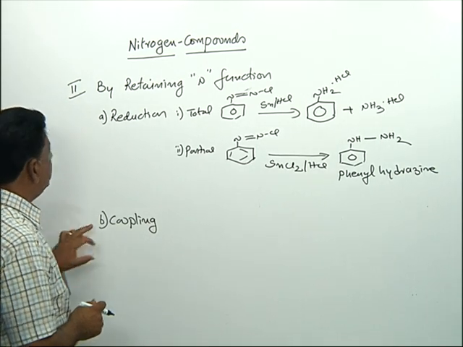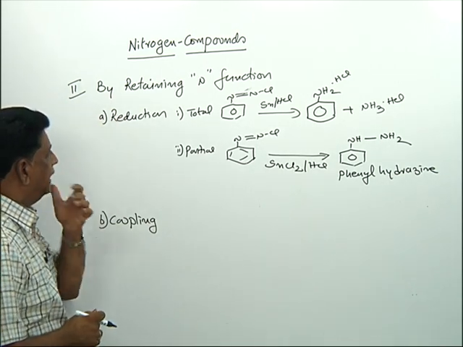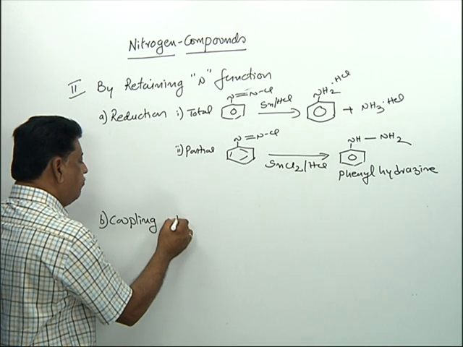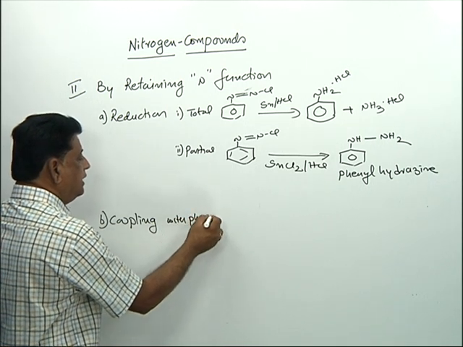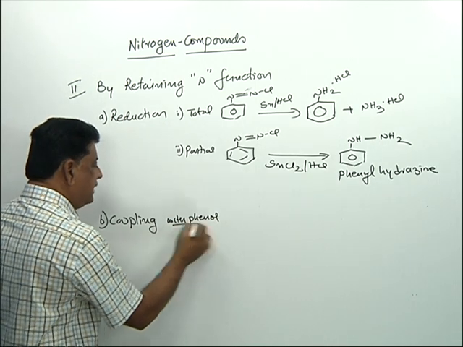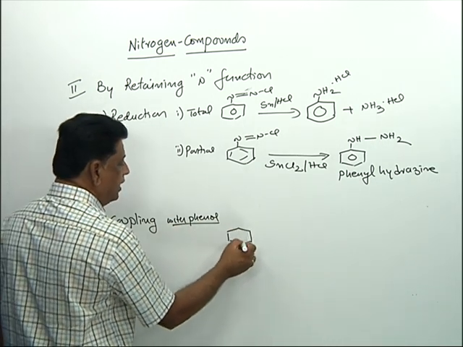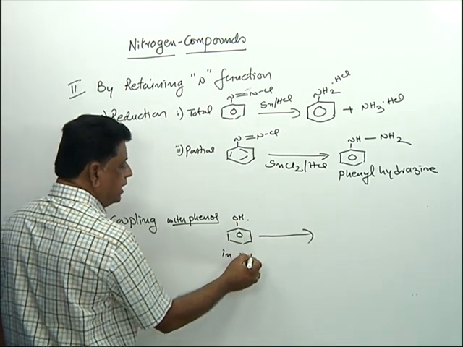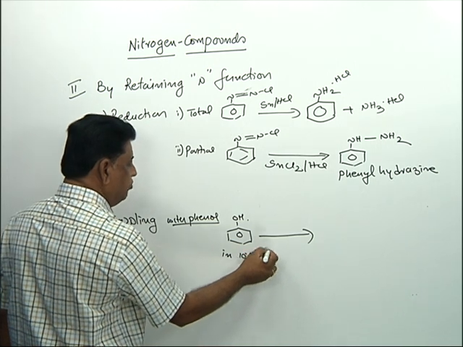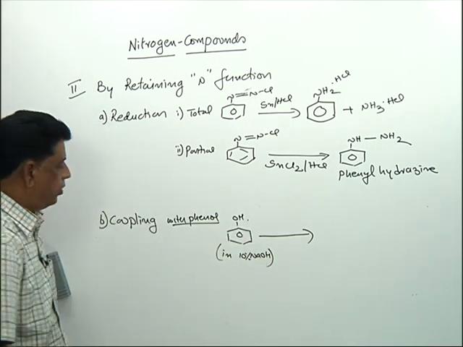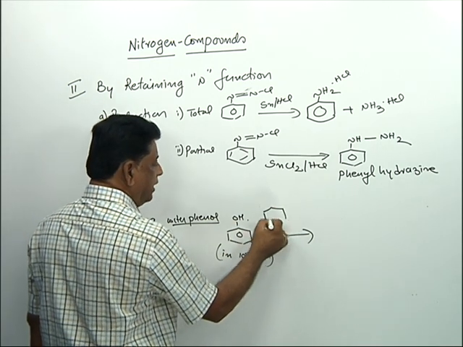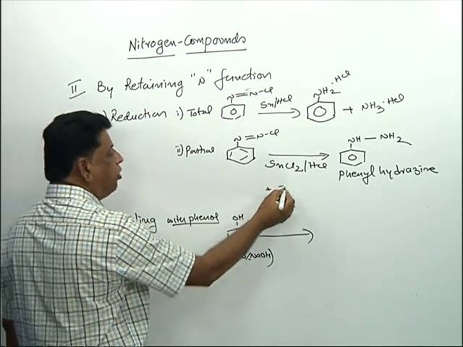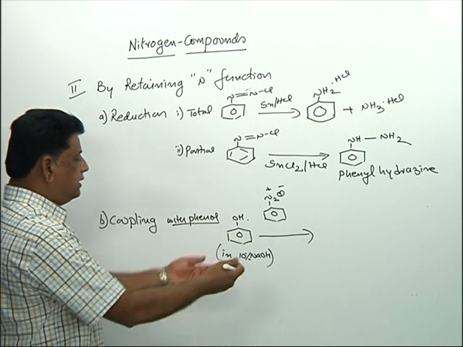In the second type of reaction, under these two types of nitrogen-retaining groups, is the coupling reaction, coupling with the phenols, as well as with the amines. Let us take phenols first. Take a phenol and dissolve it in 10% NaOH. Phenol is acidic, therefore it is soluble in sodium hydroxide. Then you add this diazonium chloride. Diazonium chloride itself is a slightly orange colored, water soluble compound. It is dissolved in water, and that solution is added.